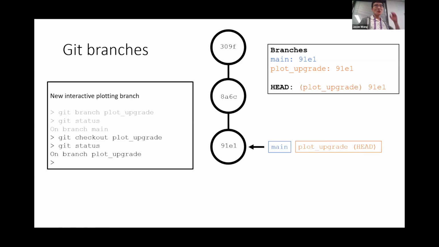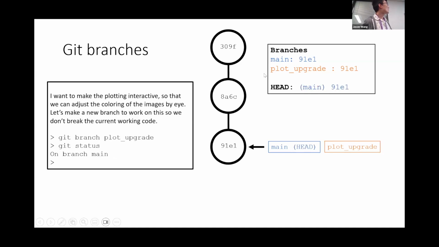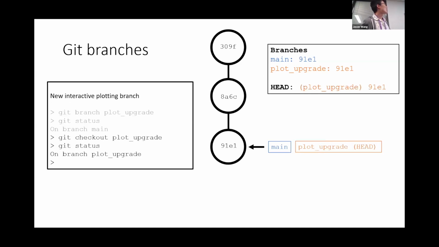Okay, so let's switch to our new branch. We can type git checkout plot upgrade. And that's going to switch our head pointer to point at plot upgrade. So now we do git status. It says we're on branch plot upgrade. And you can see the only thing that changed between the previous slide and this slide is that we've switched our head pointer from the main branch to the plot upgrade branch. So now we're going to follow the plot upgrade branch wherever it goes.